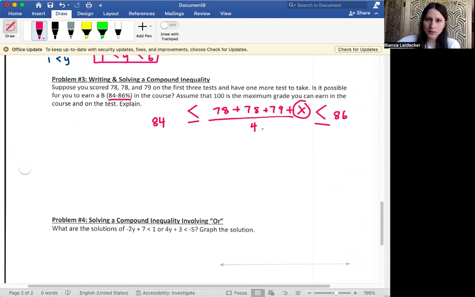So this is basically how we're going to set up this equation, because you've got potential values for x. It's not just one grade that's going to give you a B. You could have multiple different grades potentially that give you a B. So I'm going to simplify. 78 plus 78 plus 79 is 234 plus x divided by 4. And then I'm going to have to separate this out into 2 equations. So I've got one here and one here, where I'm going to have to solve for x.